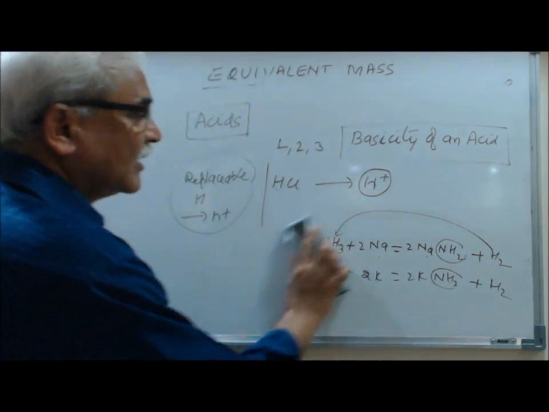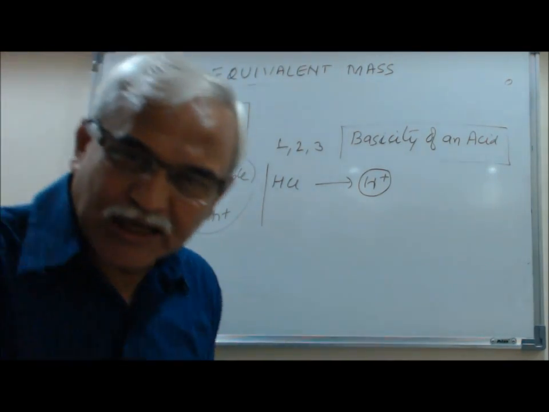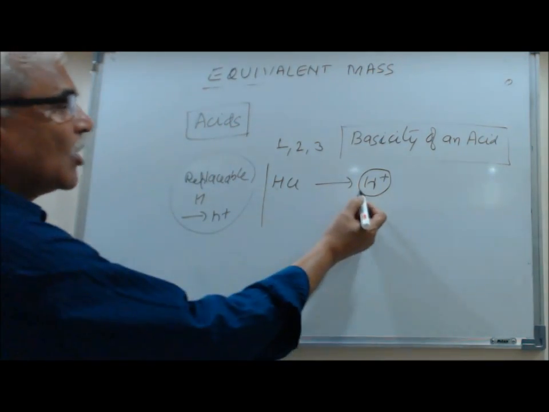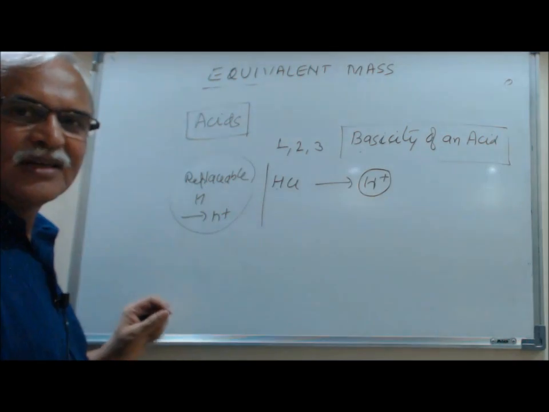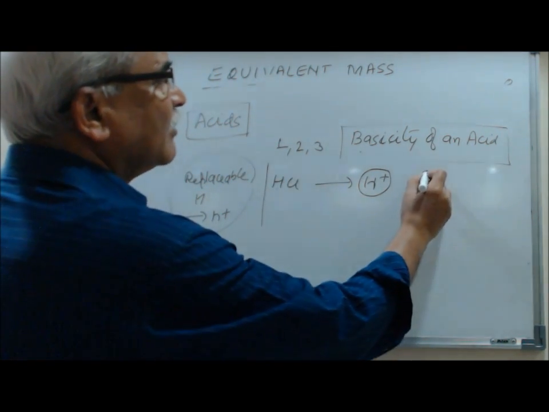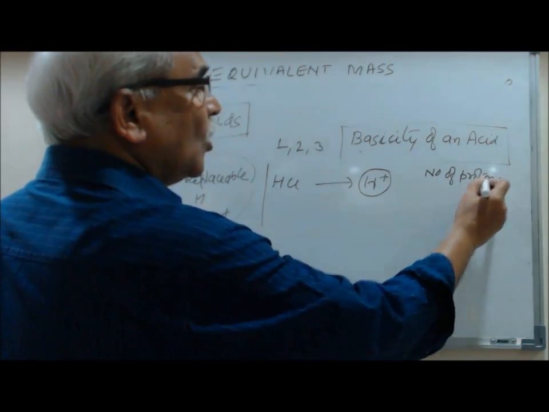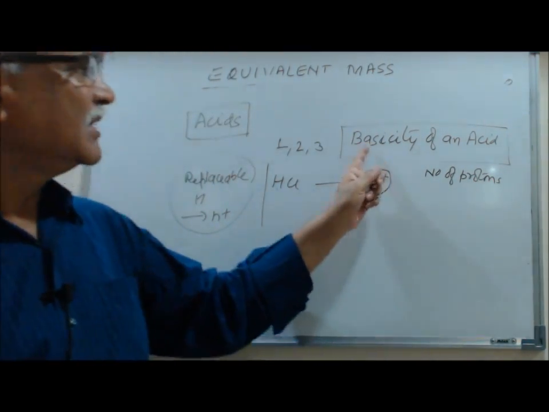So what is it I am saying? We are talking about only those acids from which hydrogen can come out as a proton. For such acids, the number of protons which can come out decide the basicity of the acid. The number of protons which can come out of the acid, or which are coming out in the particular reaction, they decide the basicity of an acid.